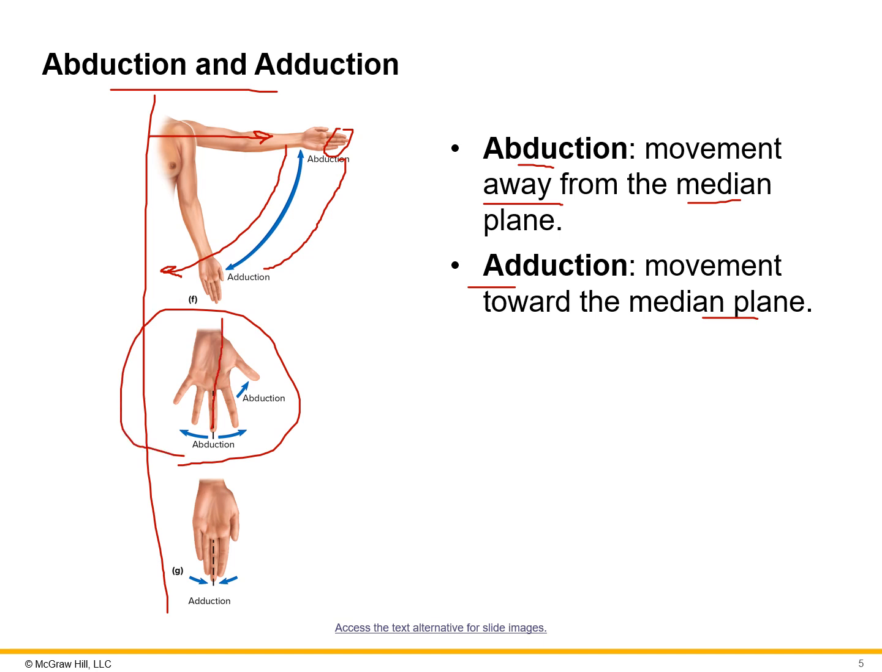Again, if we now look at the hand, our little dotted line here is showing that median. So abduction is going to be moving away. So spreading your hands out would be moving your fingers away from the midline. And then closing them would be bringing them toward that midline. So again, the median plane can vary whether we're talking about the middle of the body or the middle of our hand. So it's kind of relative, but the median referring to the middle.